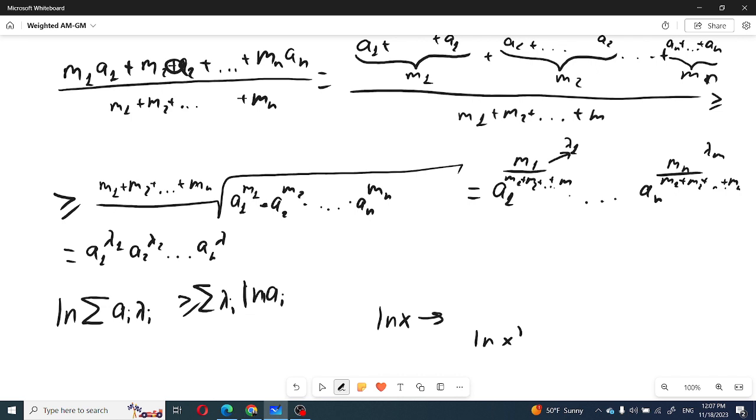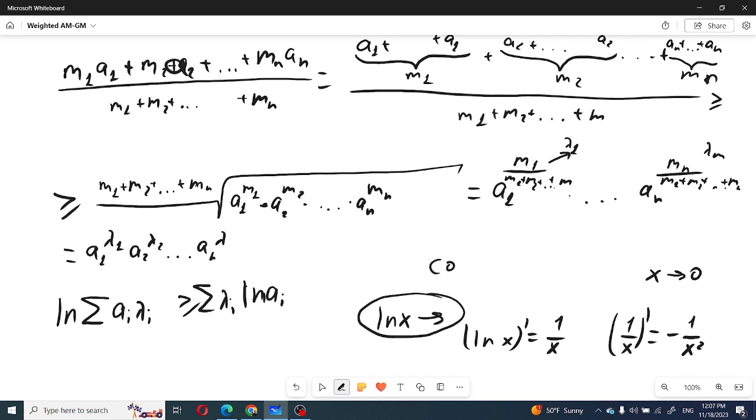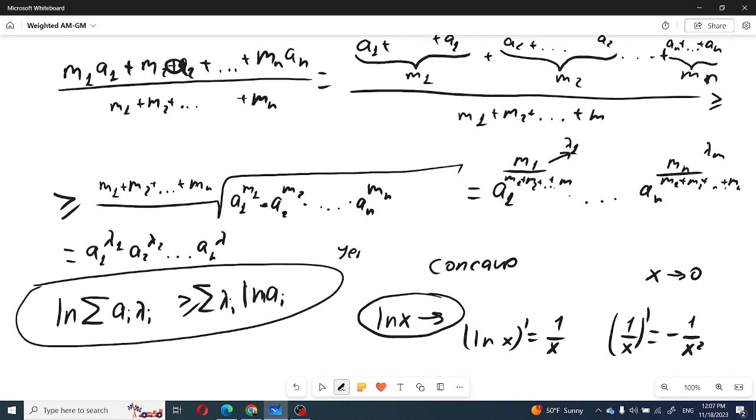This means that the second derivative of ln x must be negative. What is the derivative of ln x? This is 1 over x, and what can we say about the derivative of 1 over x? This is clearly negative 1 over x squared, and this is always negative for every x greater than 0. This means that the function is concave. And for a concave function, by Jensen's inequality, the inequality holds for every choice of numbers a1 to an and weights lambda 1 to lambda n, so the left side will always be greater than or equal to the second side.